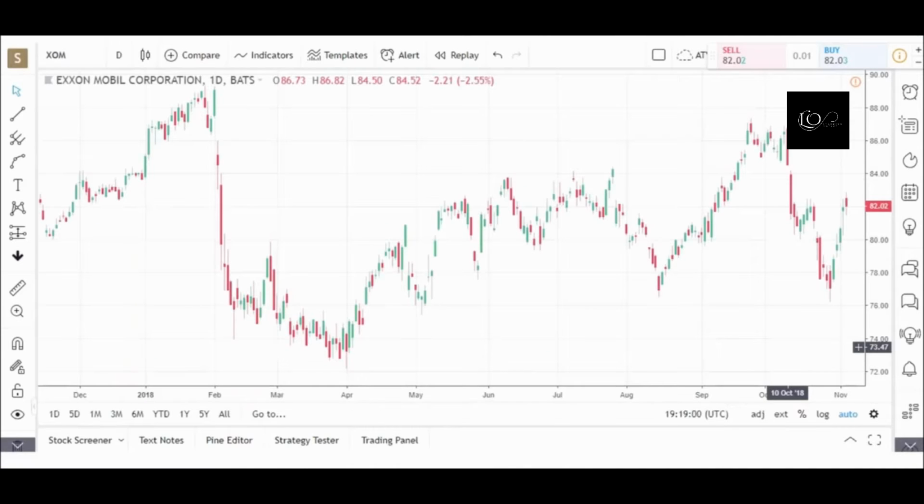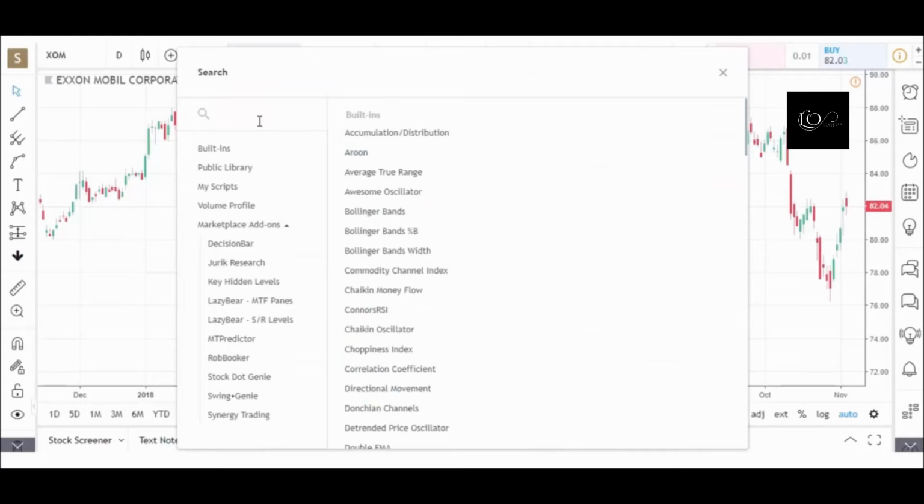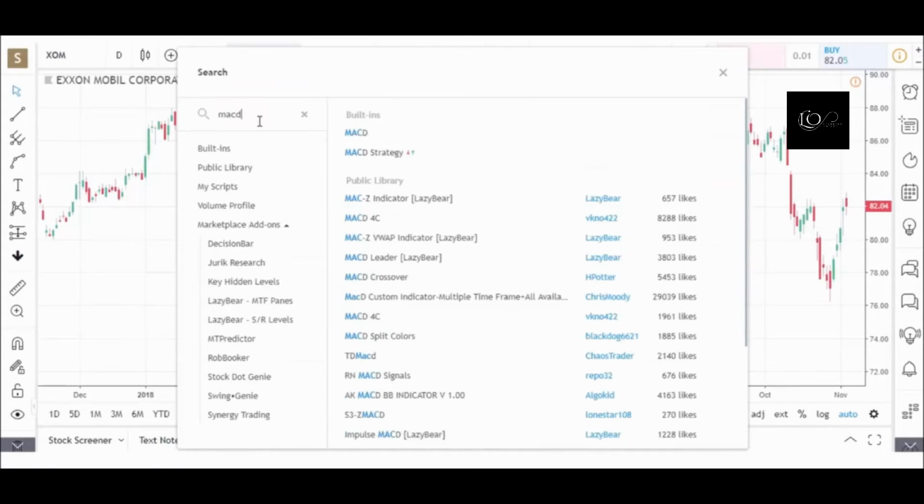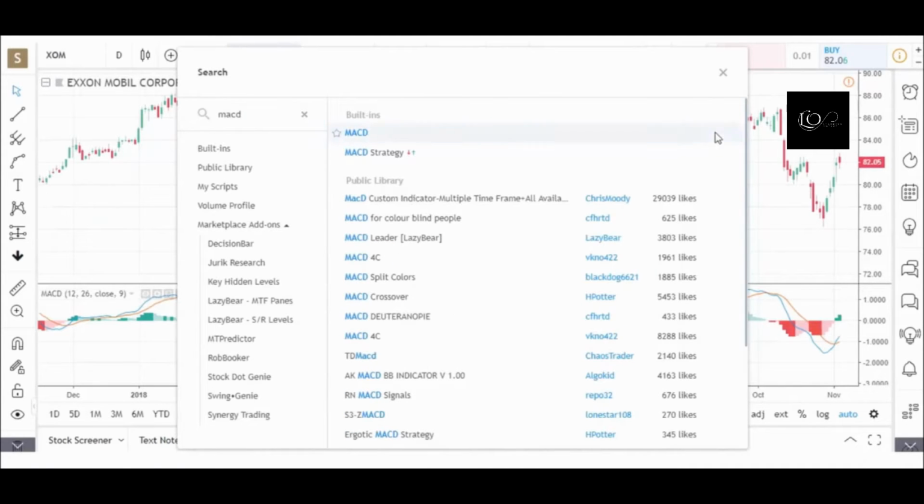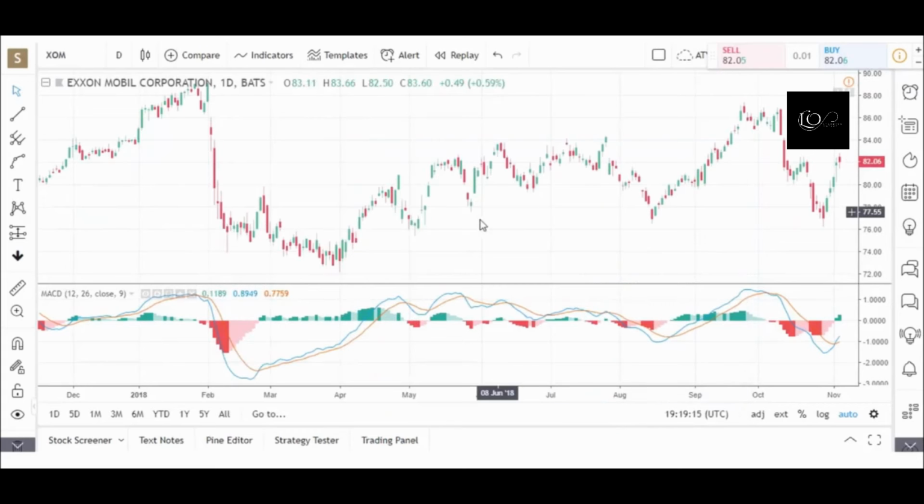Let's use a chart of ExxonMobil, XOM, on a daily basis to look at the MACD. So we're going to click on Indicators, type in MACD, click the MACD, close this box, and then we have the MACD at the bottom of the screen. The center line is the zero line for the MACD, the blue line is the MACD line, and the red line is our 9-period EMA.